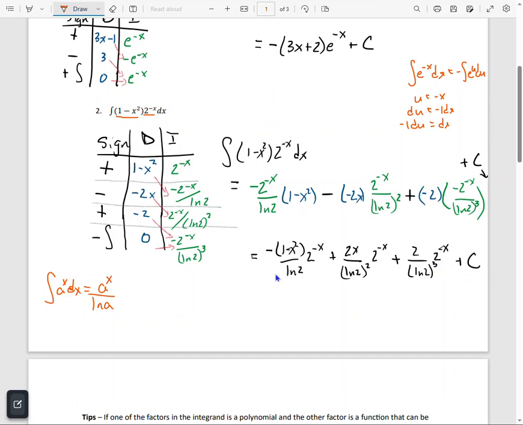If I wanted to, I could write this as 2 to the negative x and then multiply by all of this. I could take out a natural log of 2 even, but it's not necessary. Right? That's a fine answer as it is.